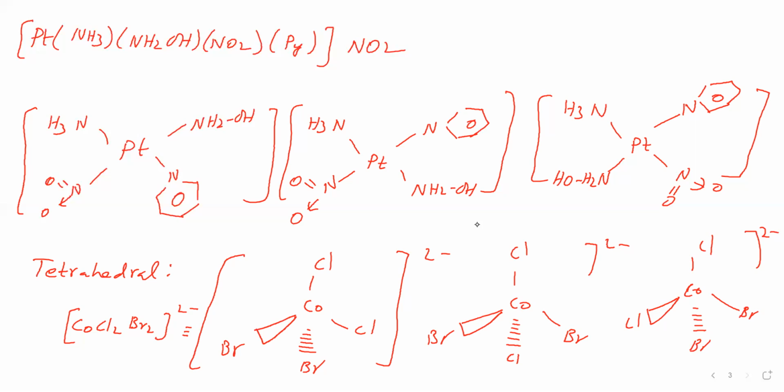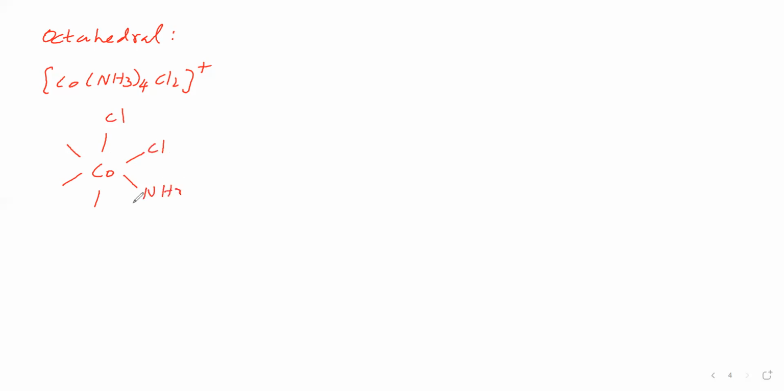Now we will see octahedral complexes, and whether geometrical isomerism is possible or not. Now we will take the octahedral complex [Co(NH3)4Cl2]+. For this we will see whether geometrical isomerism is possible. Central metal we will write, two Cl we will write like this, and four NH3 we will write like this. Net charge is +1.